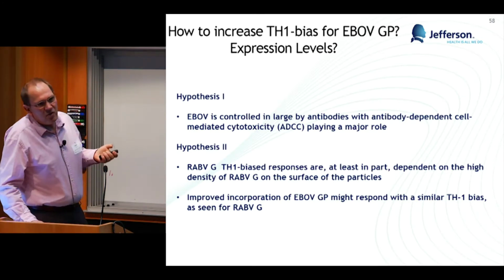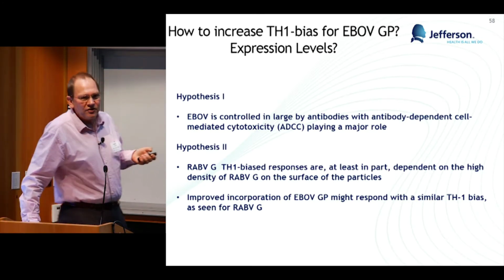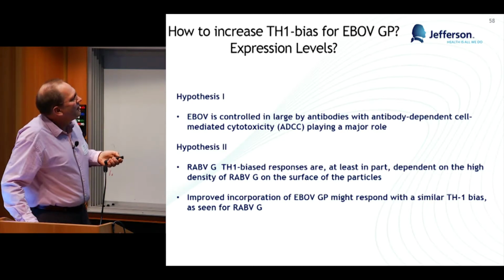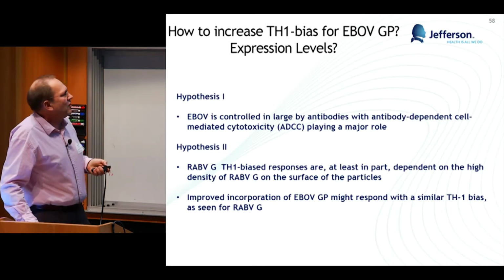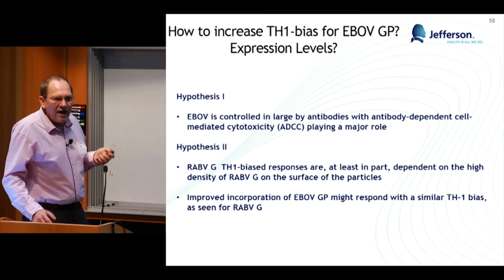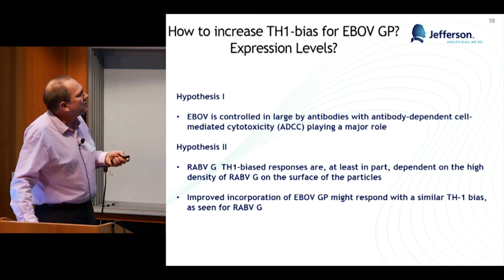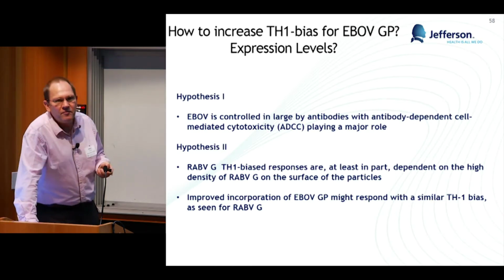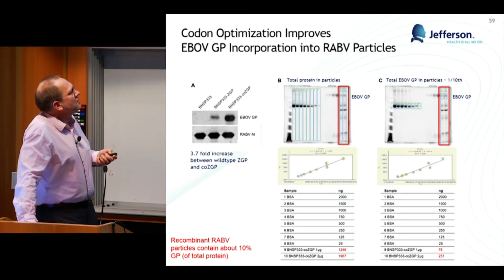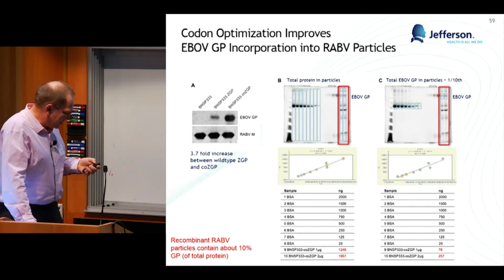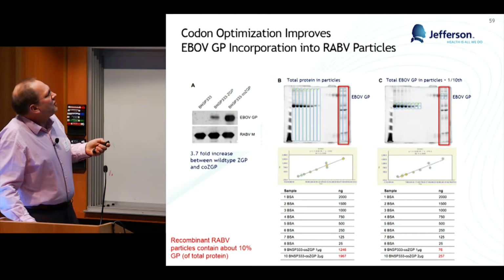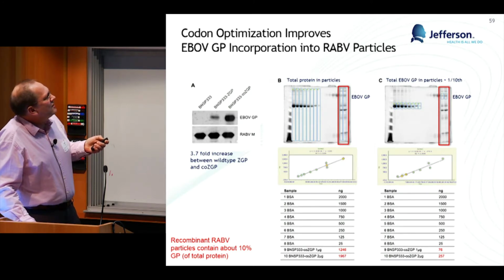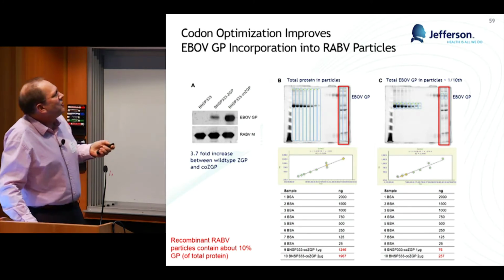And in any case, having more of your antigen of choice in there would be a good thing. So we thought, can we improve incorporation of GP and get a more Th1 bias and a higher immune response? What we did for that was codon optimization, something I always thought wouldn't have a dramatic effect, but it has. So we codon optimized Zaire GP, Ebola GP.